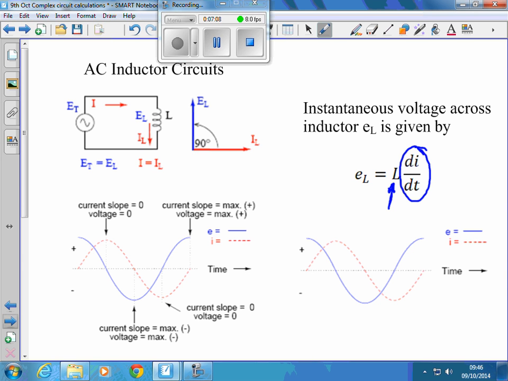So when the current has fallen, that's where you get the biggest voltage. So the current slope is 0 at this peak here, so we get no voltage. The current is changing, di by dt is at its highest when we cross the 0 line, therefore we get the biggest voltage at that point, and it's negative. That's where there should actually be a minus sign in front of that, I believe.